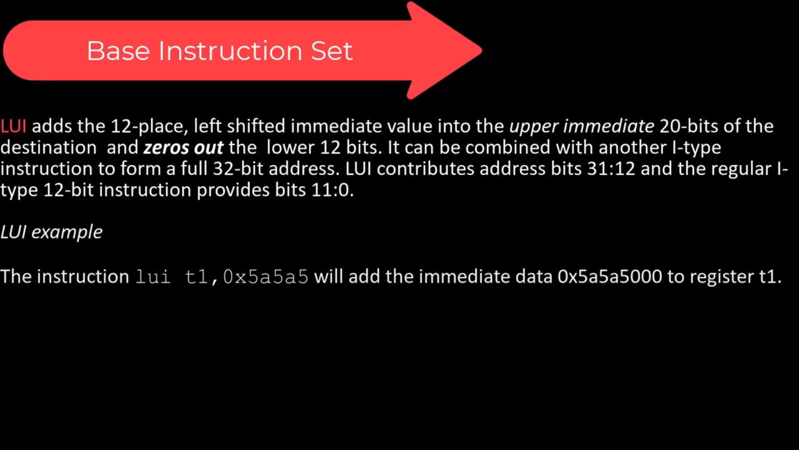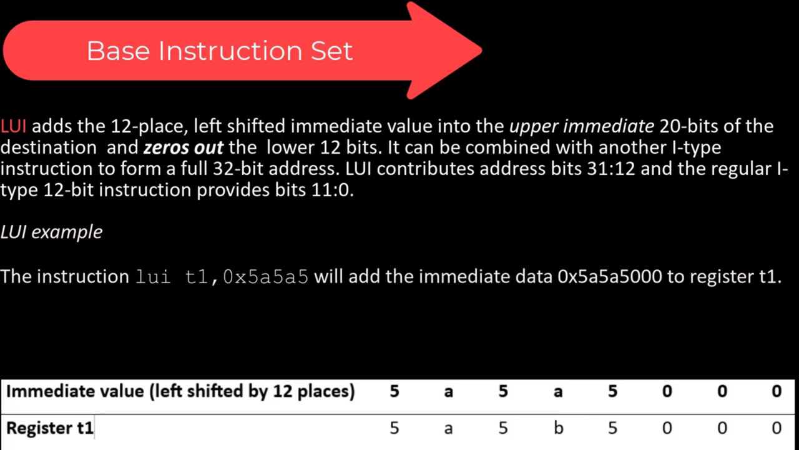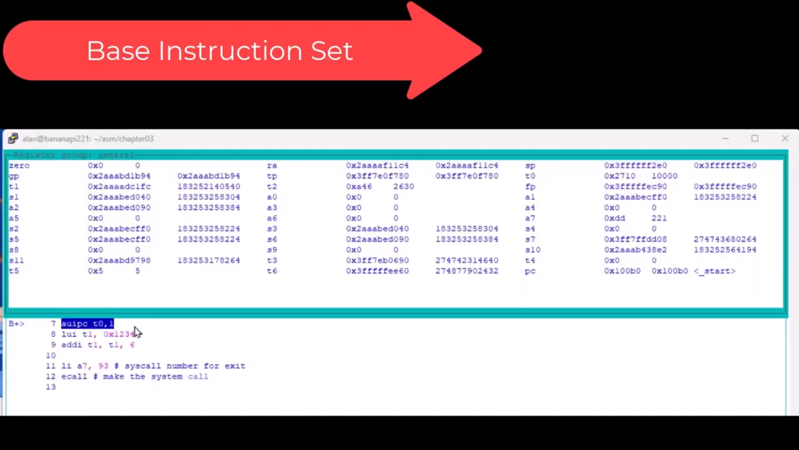LUI example. The instruction LUI T1, 0x5A5A5 will add the immediate data 0x5A5A5000 to register T1. To generate a full 32-bit address, use a 12-bit I-type instruction to provide the lower 12 bits. Even though the instruction format and use of GDB will not be covered in more detail until tutorial 2 of this series, it should be possible to follow the GDB trace shown here. The trace shows the contents of register T0 and T1 after the ADDI instruction has been completed.